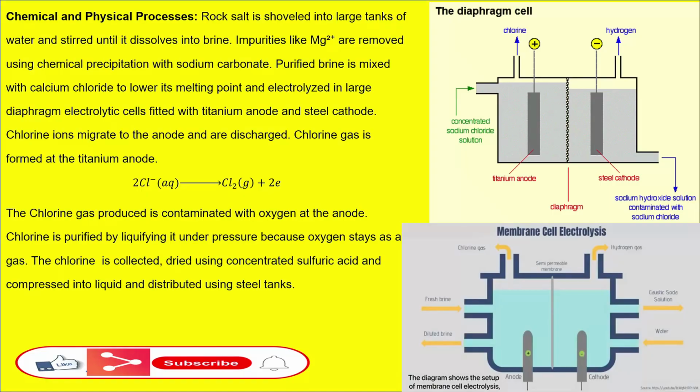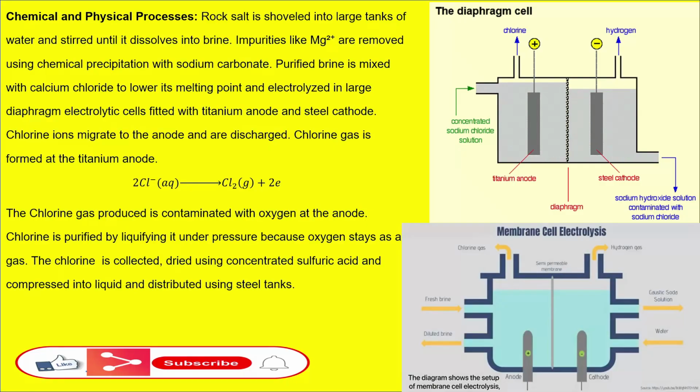Note that for coherence, you don't include subheadings, and as a candidate, you should have 3 raw materials and 3 vessels. These raw materials and vessels should not be separate, but must be included in the processes we look at next. Rock salt is shoveled into large tanks of water and stirred until it dissolves into brine.